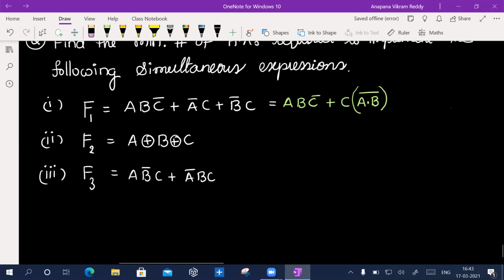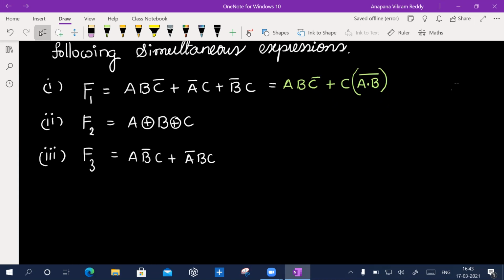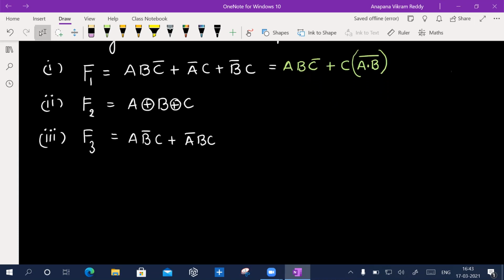Okay, you'll get that with practice. The answer is simple. What about F2? Can we again modify this? Not required, right? Because I don't want it in the form of exclusive OR or exclusive NOR kind of things. I don't want to disturb my expression number 2. I want to treat this as it is.